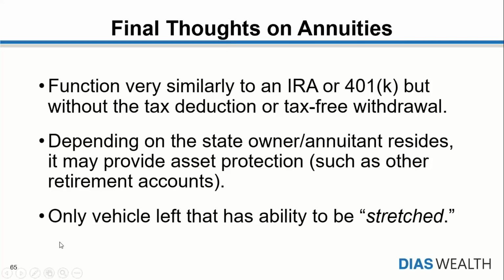Depending on the state the owner annuitant resides, it may provide asset protection. Again, these are for non-qualified annuities because qualified, let's just say IRA or 401k annuities, already have their own asset protection built in. And this is the only vehicle left that has the ability to be stretched. Obviously the Secure Act got rid of stretch IRAs. If you have a non-qualified annuity, it still can technically be stretched, although for the most part, beneficiaries will probably take it within a 1 to 5 year period.